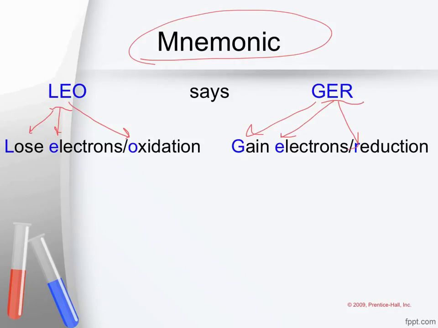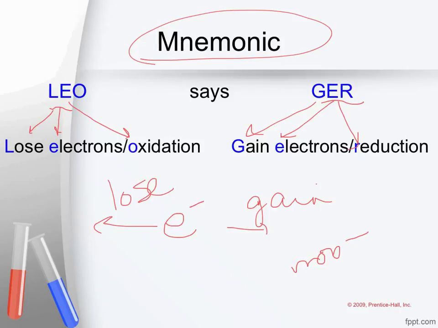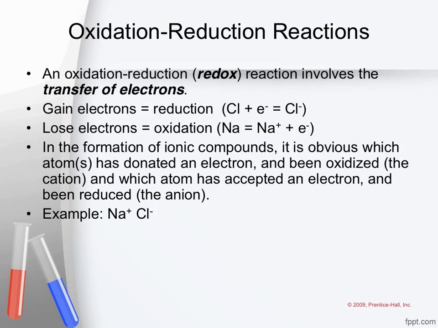Now throughout all of this, remember that an electron has a negative charge. So if you gain an electron, your charge becomes more negative. If you lose an electron, your overall charge becomes more positive, or less negative. All right, so again, a redox reaction means a transfer of electrons has occurred.